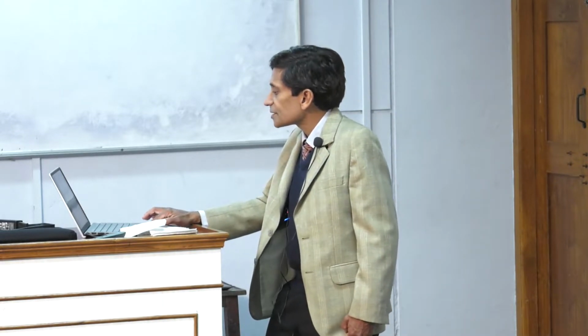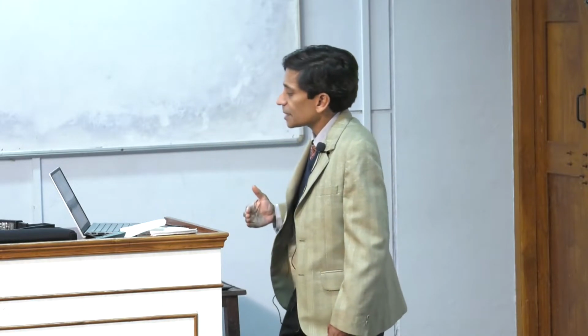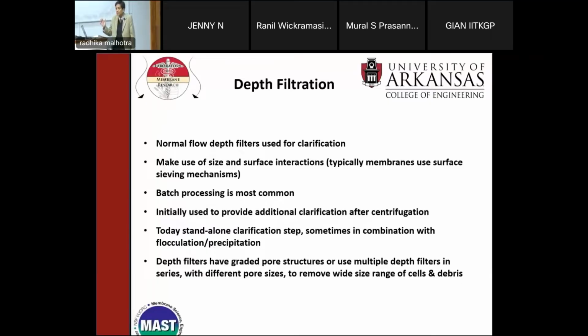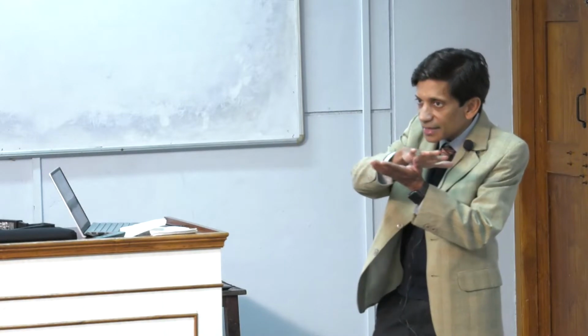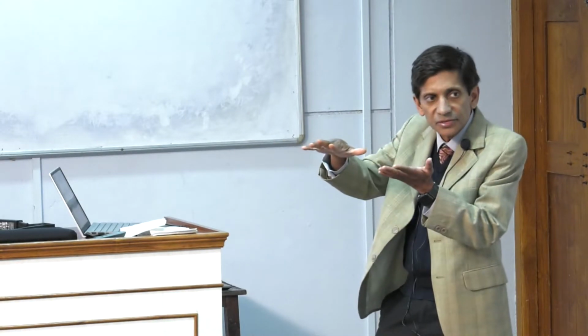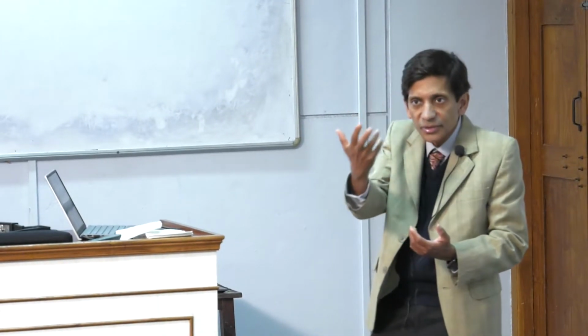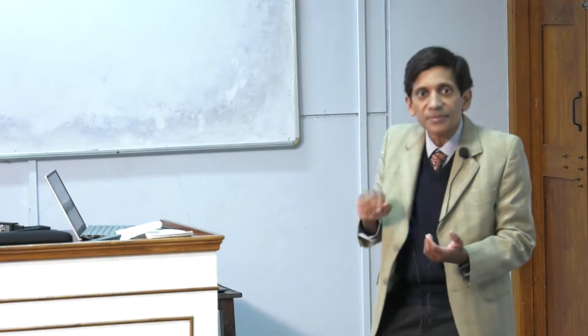Depth filters have a graded pore structure, or you can use, if you like, multiple depth filters in series with different pores to remove a range of cells and cell debris. Okay? So one of the things about depth filters, as the name suggests, is that in other sorts of membranes, you are using surface interactions, right? They are rejecting things because of the surface structure. In the depth filter, if you imagine, it's more three-dimensional. So you actually can remove things through the depth of the whole filter.